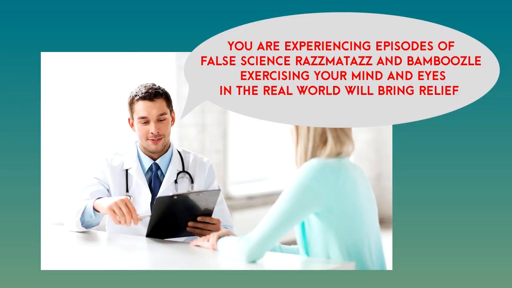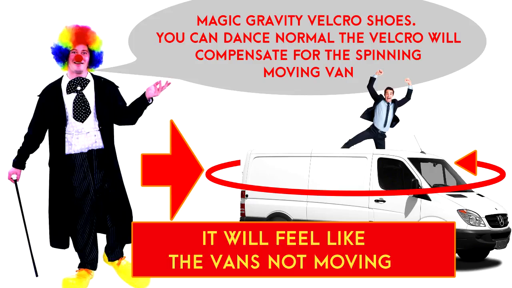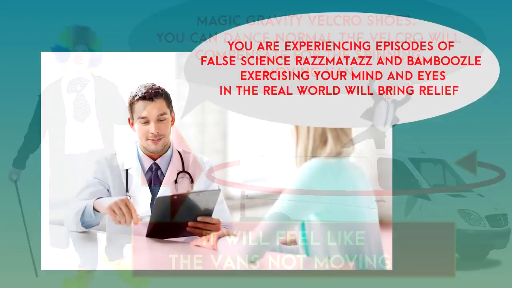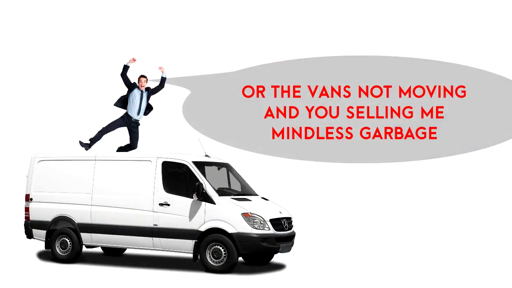You're being sold something that's not true. That you could dance on top of a moving van that's spinning and moving, and you've got Velcro attached to your shoes. The Velcro will just do away with the motion and the spin of the van. These people are clowns. So it's just science bamboozle. Razzmatazz bamboozle. All you have to do is exercise your eyes, your mind, and you'll see that what you're being sold is lies. It's simply not possible.